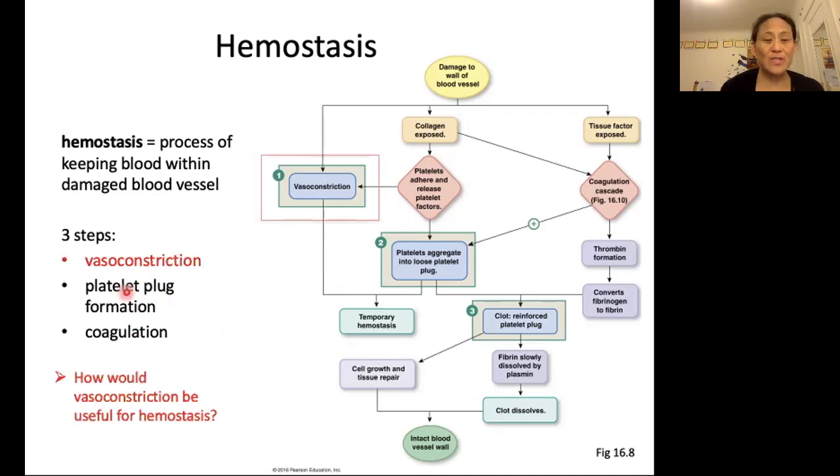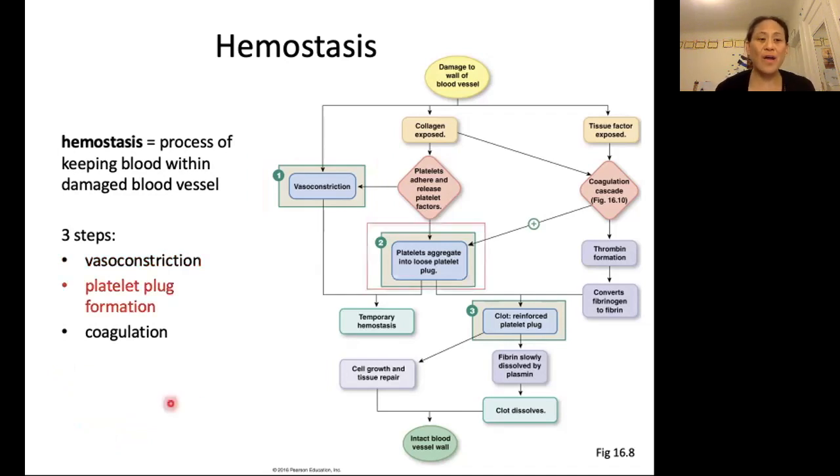Okay, so starting with vasoconstriction, as you know, vasoconstriction is the constriction, the narrowing of a blood vessel. We're going to be narrowing the blood vessel that's leading to the damaged area, right? So just a quick question for you. How would that be useful for hemostasis? Just think about that for a second. Okay, so if we constrict the blood vessel that's leading to the damaged area, we're going to lessen blood flow to that damaged area. And in that way, we're going to have less leakage of blood out of that damaged area. So that's vasoconstriction.